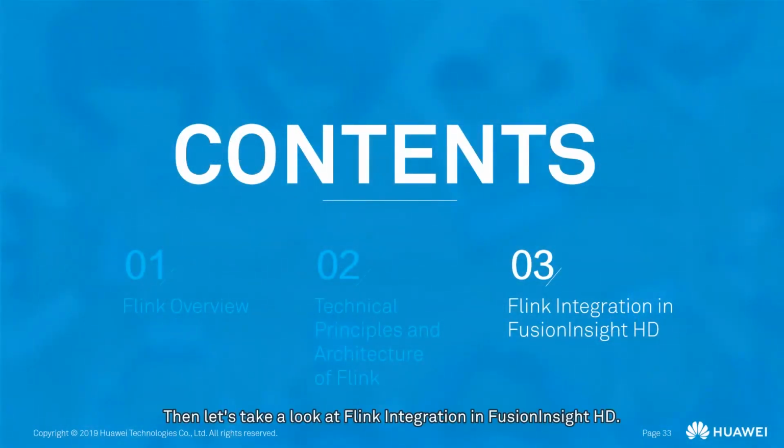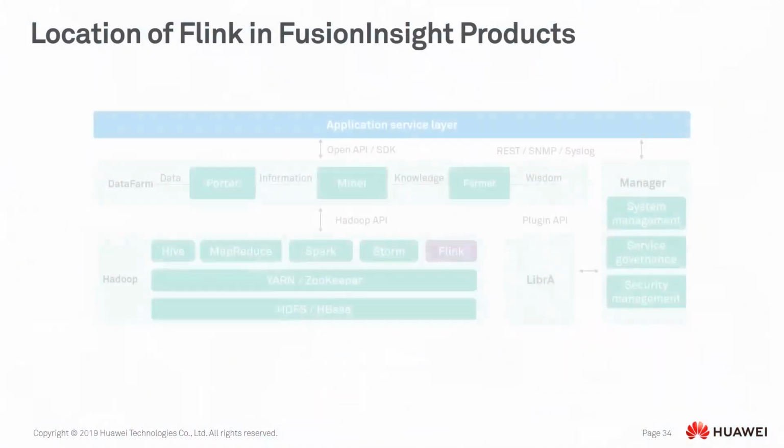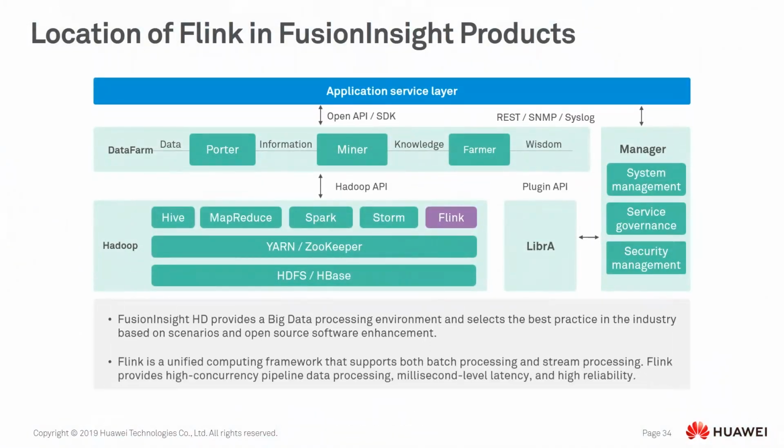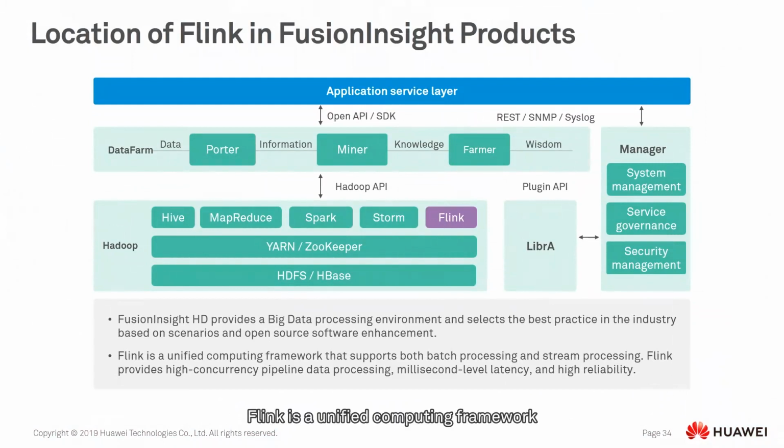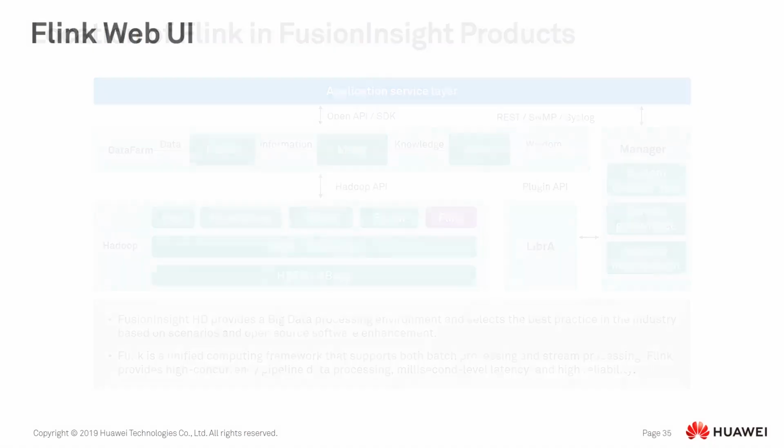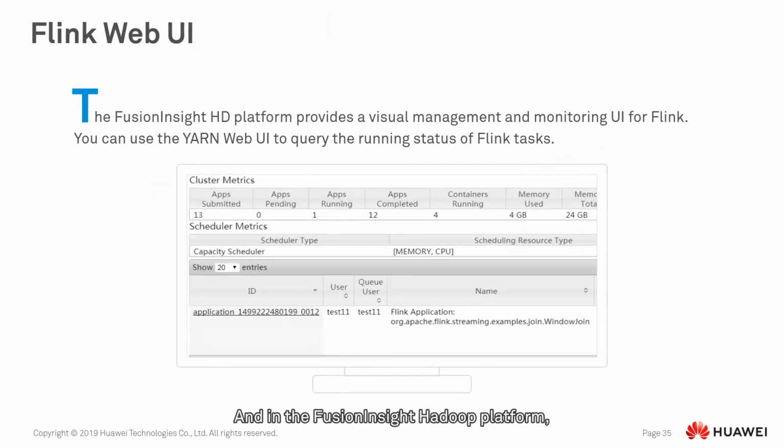Then let's take a look at Flink integration in Fusion Insight HD. In Fusion Insight, Flink is a unified computing framework that supports both batch processing and stream processing. It provides a stream data processing engine that supports data distribution and parallel computing. And in the Fusion Insight Hadoop platform, users can view the running status of Flink tasks by the Yarn Web UI.